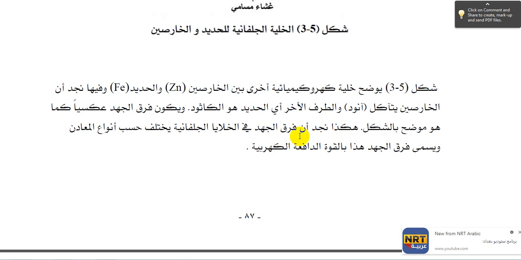That's the way we find the potential difference at the galvanic cells. الحديد هو الكاثود المصعد, والخارصين هو الانود. So the zinc is the anode, المهبط, and the opposite side, which is the iron here, is the cathode. Cathode هو المصعد, والانود هو المهبط. We find that the potential difference at the galvanic cells differs according to the type of material used, and is denoted as the EMF, the electromotive force potential difference.